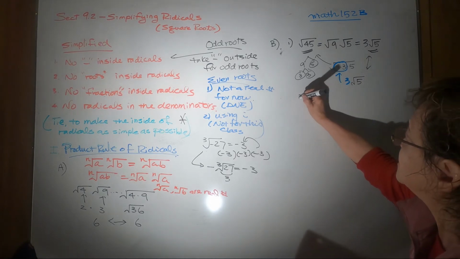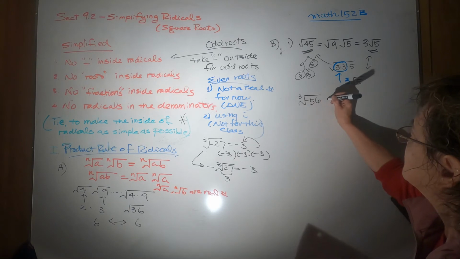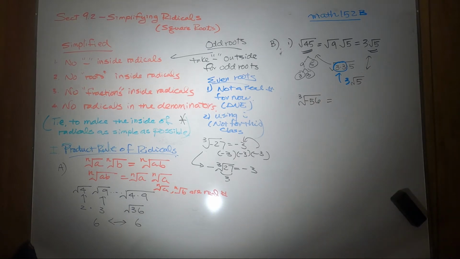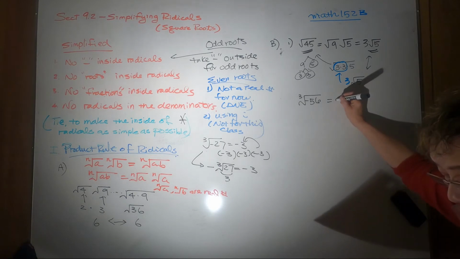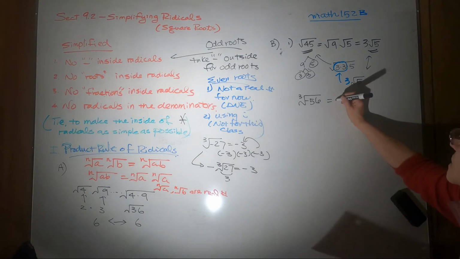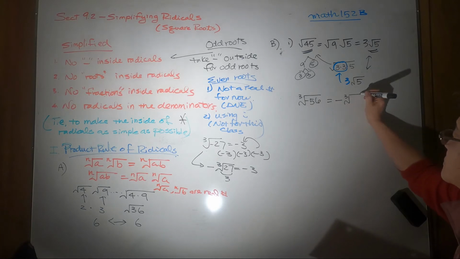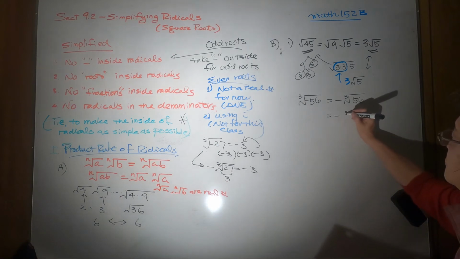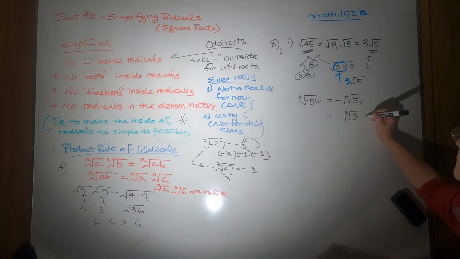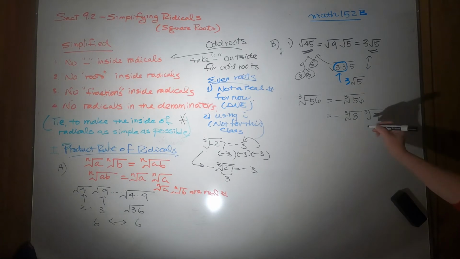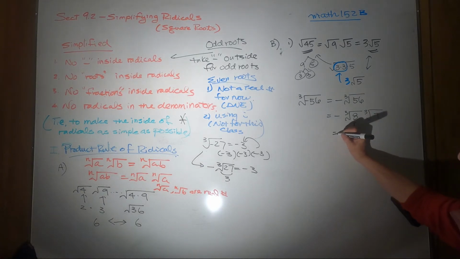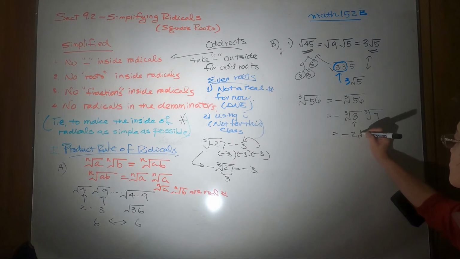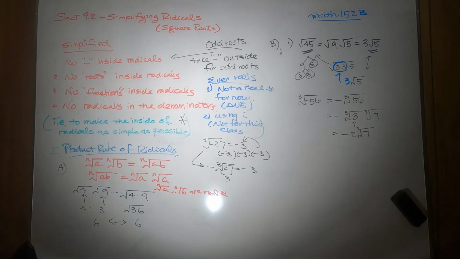Okay, so if it's a cube root of negative 56, we have a negative inside of the radical. We don't want it. So we can do it this way: take the negative out first. Okay, then 56 is what? Cube root of 8 times 7, right? Both are cube roots. Because cube root of 8 is a good number, which is 2, that would be negative 2 cube root of 7. That's how we simplify. Okay?